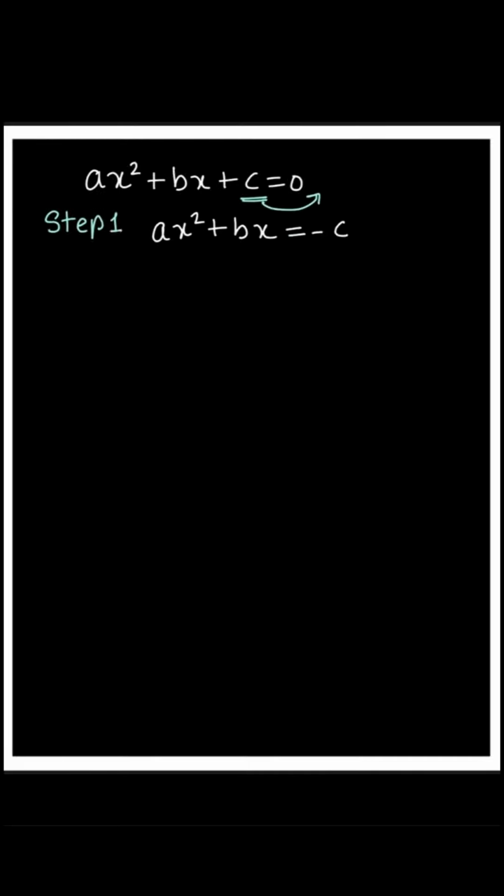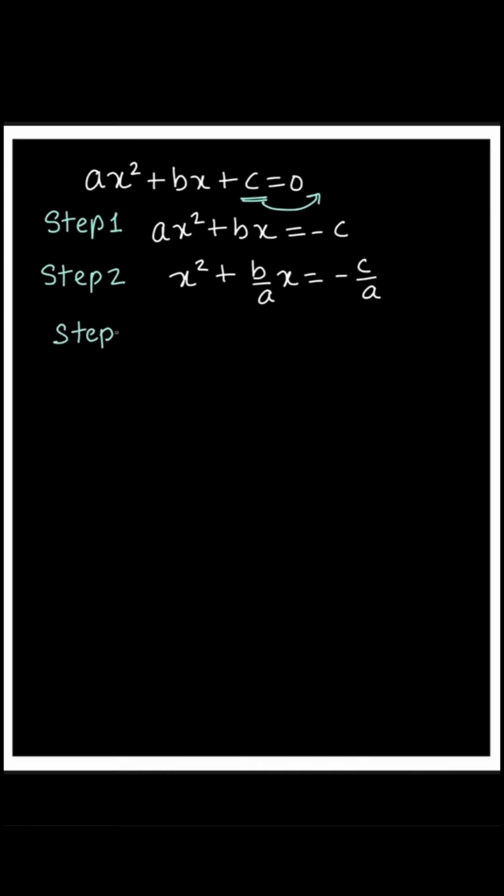We're going to begin with the standard form of the quadratic equation, which is ax squared plus bx plus c equal to 0. First thing we're going to do is subtract the constant c from both sides of the quadratic equation. In the second step, we're going to make the coefficient of x squared equal to 1. How do we do that? We divide the whole equation by a.